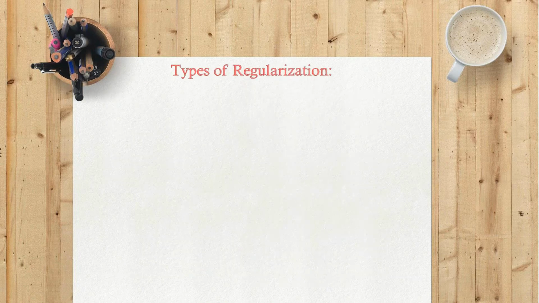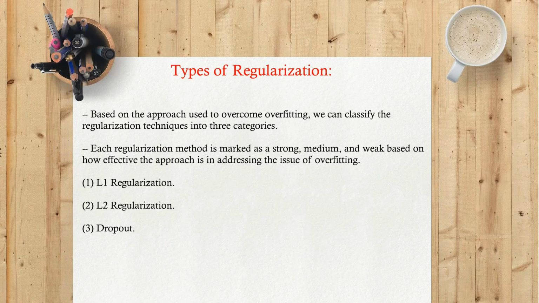Types of regularization. Based on the approach used to overcome overfitting, we can classify the regularization techniques into 3 categories. Each regularization method is marked as strong, medium, and weak, based on how effective the approach is in addressing the issue of overfitting. 1. L1 regularization. 2. L2 regularization. 3. Dropout.